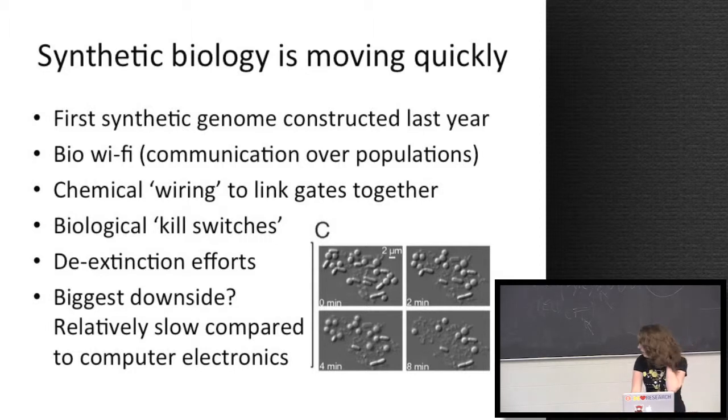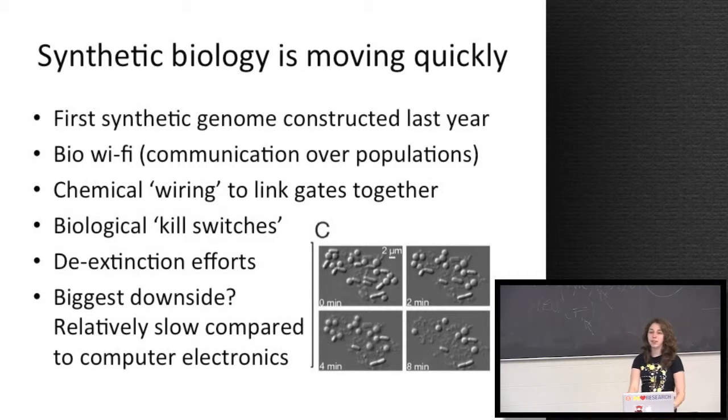And so the first entirely synthetic genome was constructed last year. Some of you may know Craig Venter, who is a pioneer in the Human Genome Project. They made an entirely synthetic bacterial genome and then put it into an empty cell and then grew a synthetic cell, so that's quite incredible.